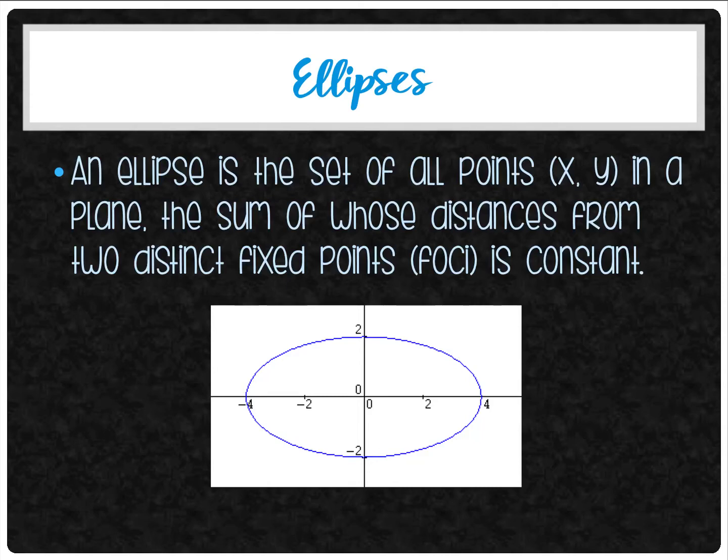So an ellipse is the set of all points x and y in a plane, the sum of whose distance from two distinct fixed points, which are the foci, is constant. The first couple of slides are just kind of explaining in words what an ellipse is. It's just this oval shape. Sometimes we'll have a horizontal ellipse that looks like this one. Sometimes we'll have a vertical ellipse that looks like this.